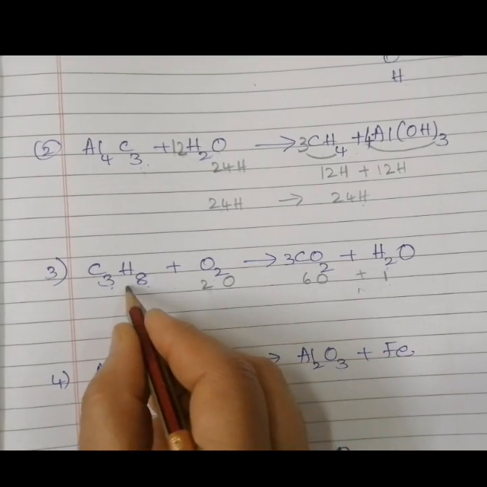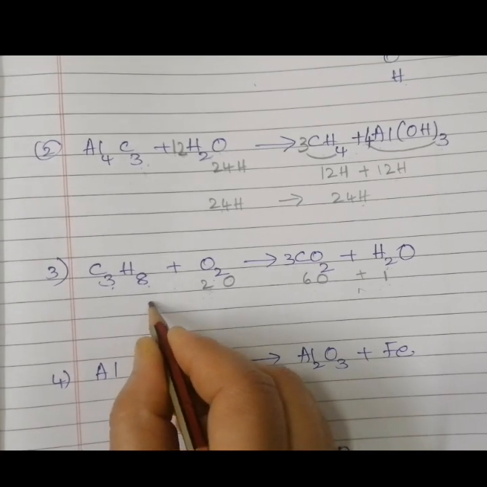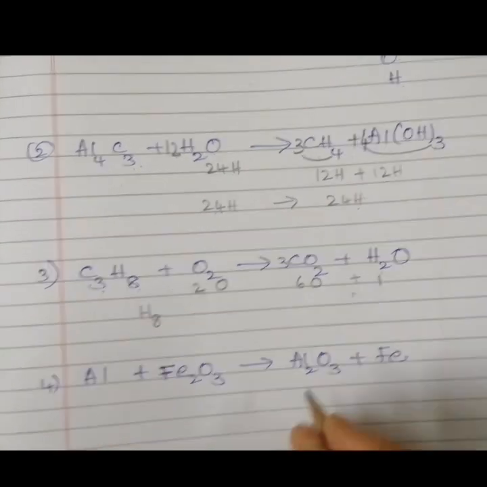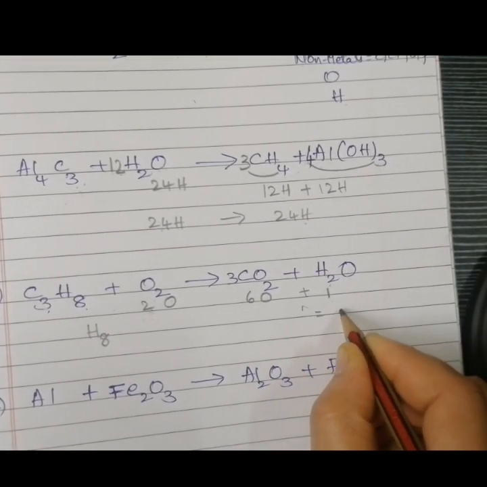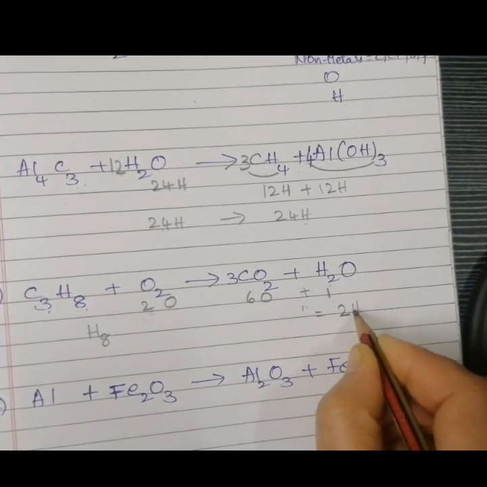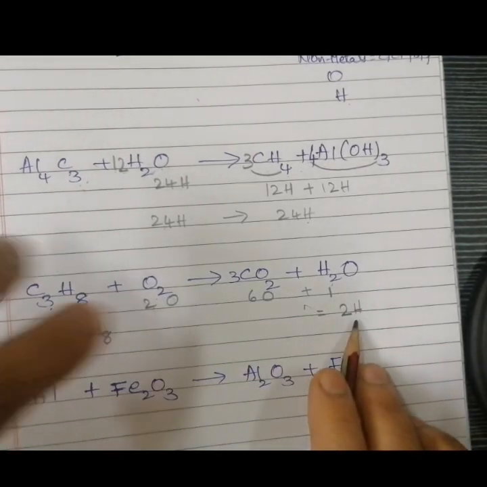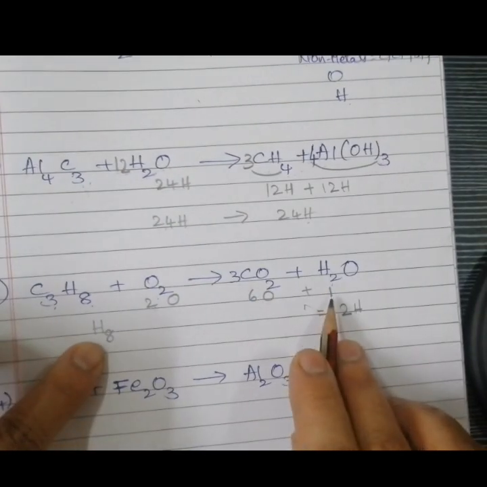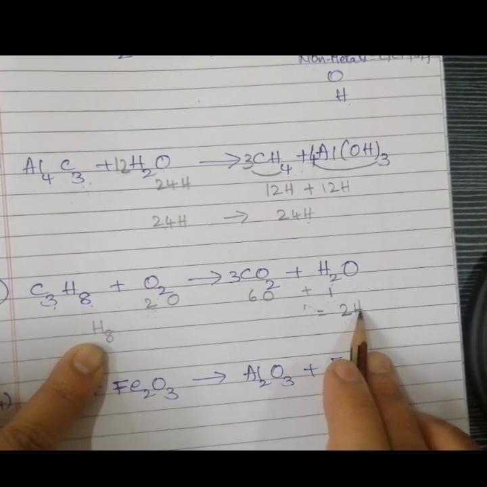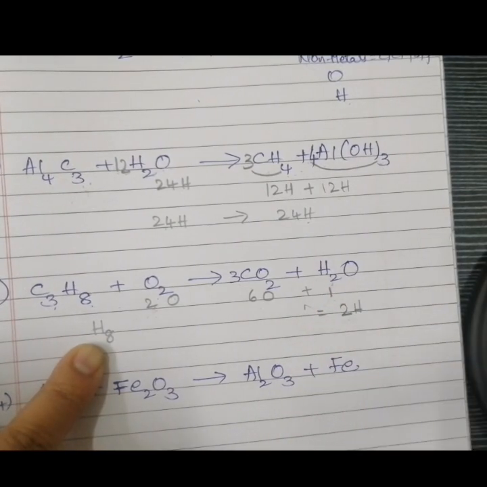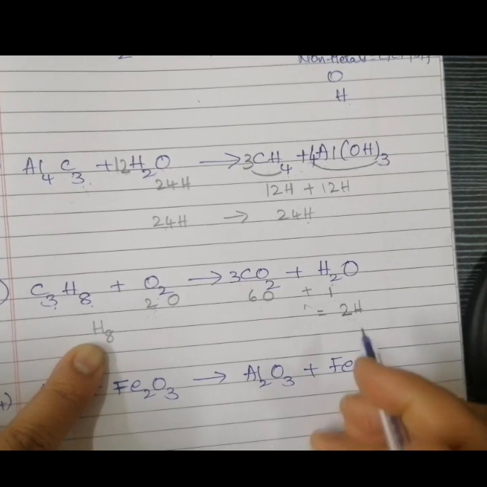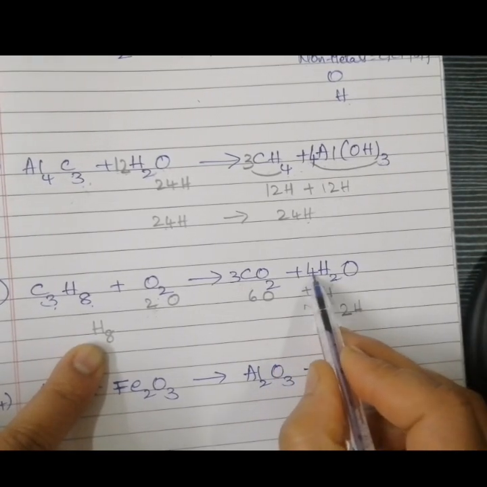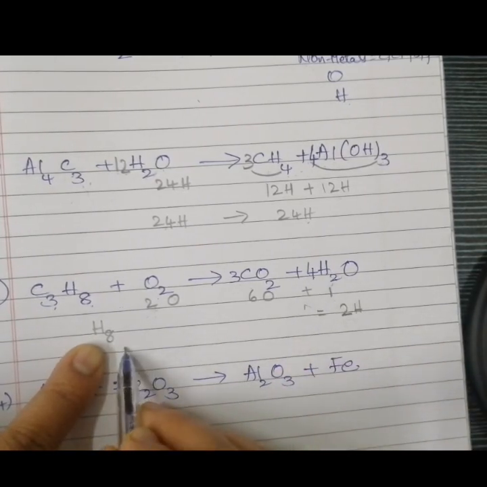So what we'll do, we'll go to the hydrogen here. How many hydrogens are there here? 8 hydrogens. And here how many hydrogens are there? 2 hydrogens. 8 hydrogens and 2 hydrogens. How many hydrogens do I still have to place to get the balance? I have to place 4 here. 4 2s are 8 hydrogens, so the hydrogens are balanced.